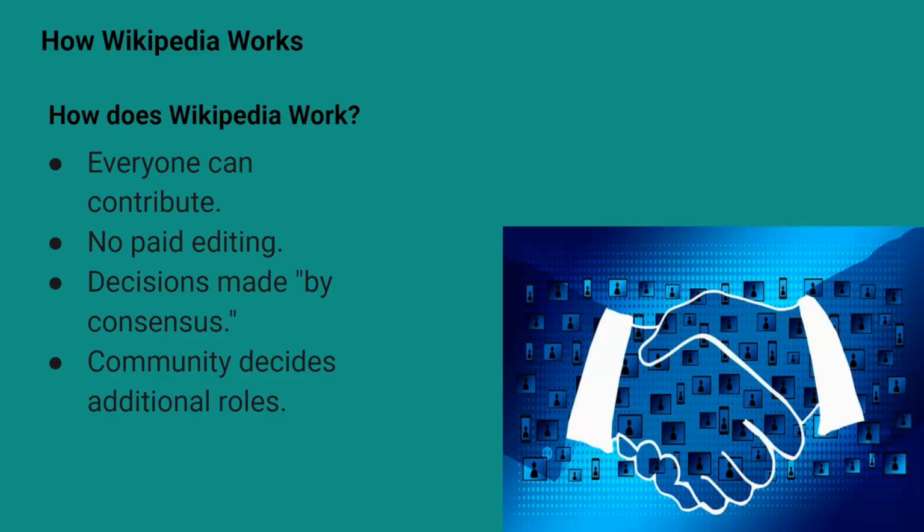The next point is that decisions are made by consensus. On Wikipedia, decisions are not made only because this person is right or this person is wrong, or because I'm the CEO, or because I came to Wikipedia first and started editing first. It is not made on that. It is based on agreement.